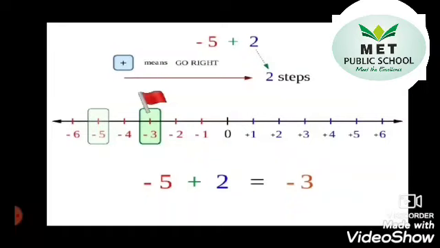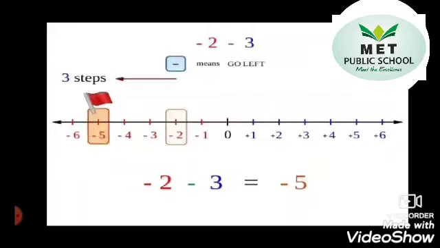The second number is plus 2. Remember children, whenever you have an addition symbol in the second digit, you move to the right side, and if you have a negative symbol, then you will move to the left side. So here you begin from minus 5 and the second digit is plus 2, so you will move 2 steps to the right side. So your answer will be minus 3.